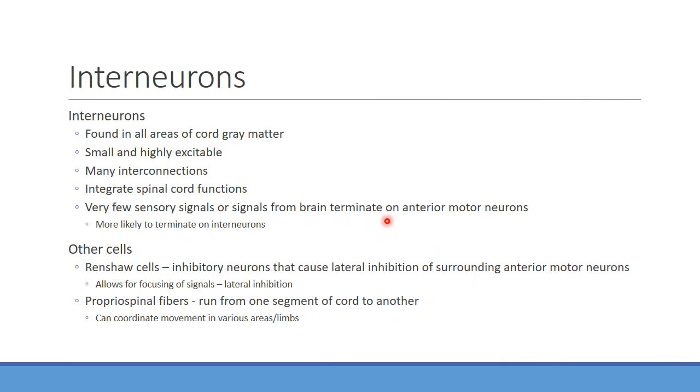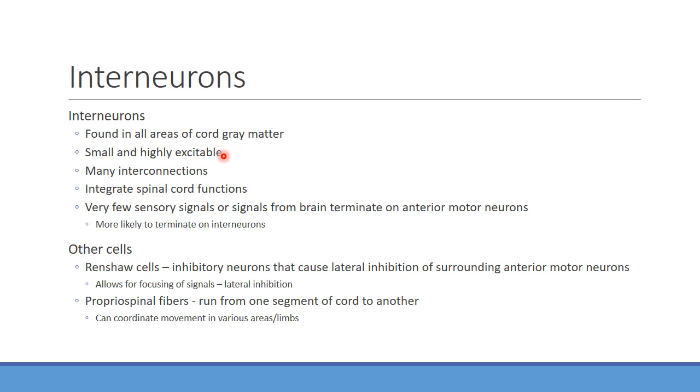So the interneurons in more detail, these are going to be found in all areas of the cord gray matter. These are going to be very small, highly excitable. They're getting multiple inputs from different types of cells, either coming in from the higher levels of the brain, coming directly from, say, like the dorsal horn. Lots of different places. It's integrating these signals, and there's lots of different interconnections happening here, and they integrate all these spinal cord functions.